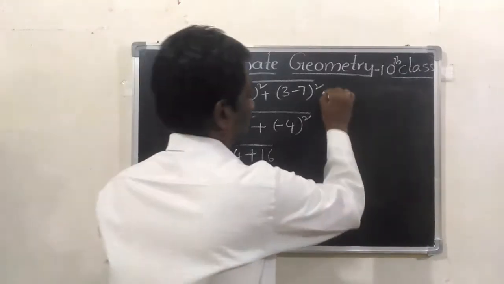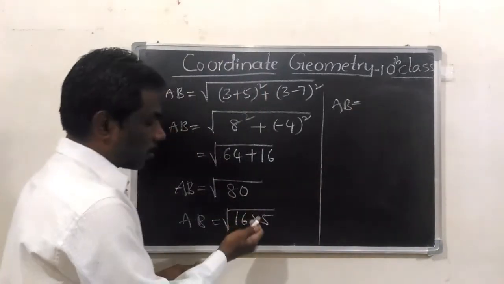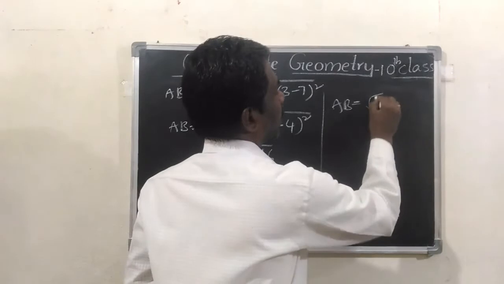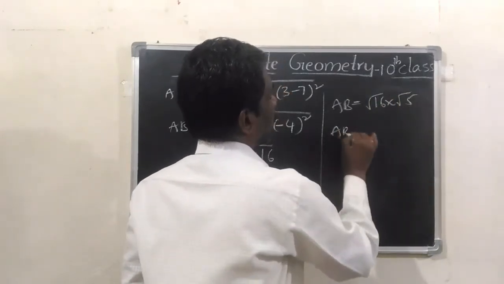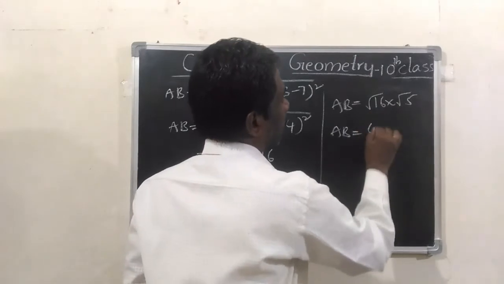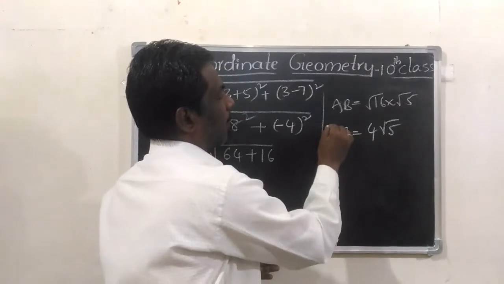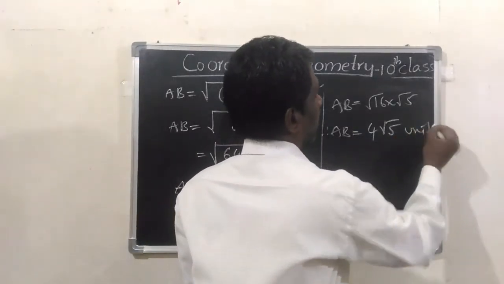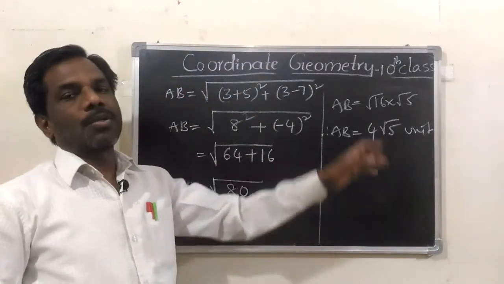And next, AB is equal to root, separate into 16 and 5, root 16 into root 5. So AB is equal to root 16 is 4, and root 5. Therefore AB is equal to 4 root 5 units. The distance between A and B is 4 root 5 units.